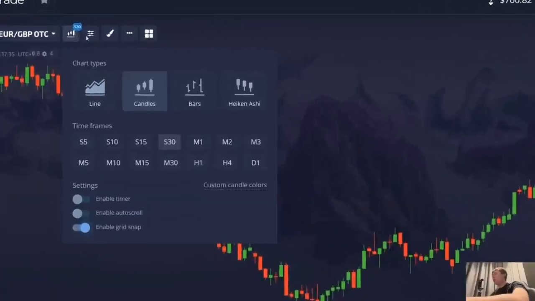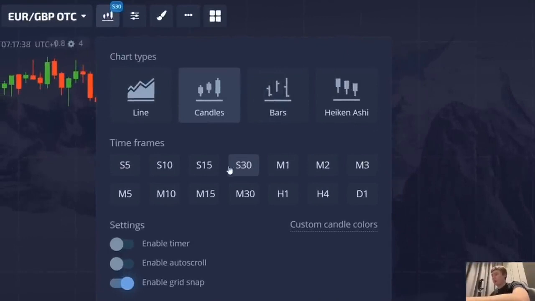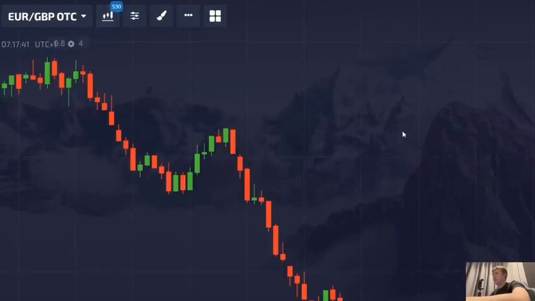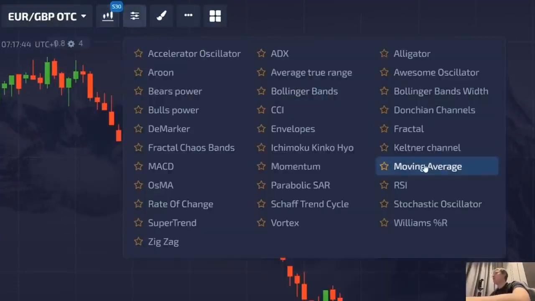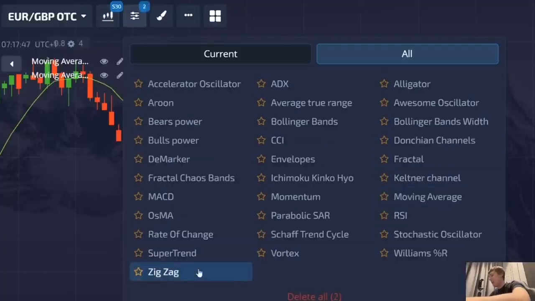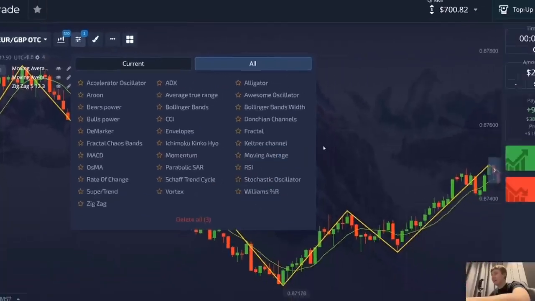To start trading, you need to set up indicators on a platform. The chart type is candles, time frame is 30 seconds. In the indicators, I click on a moving average twice and also turn on the zigzag line.